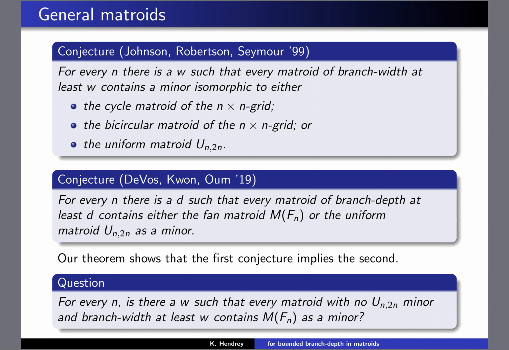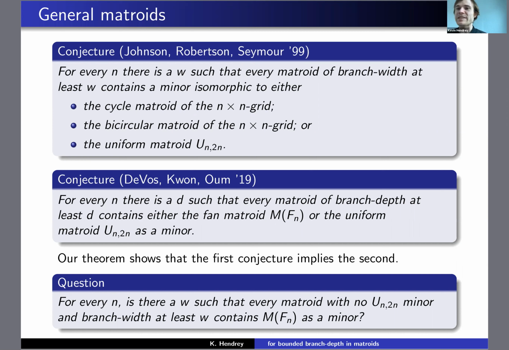I have a quick question. Is it easy to see that the bicircular matroid of a grid has a fan minor? Because then your theorem would imply the conjecture you want, assuming the large branch width conjecture. Oh yeah, so I'll leave it on this slide, which I think answers your question. The conjecture I mentioned earlier does in fact imply our conjecture, or not our conjecture, their conjecture. Is that what you're asking?